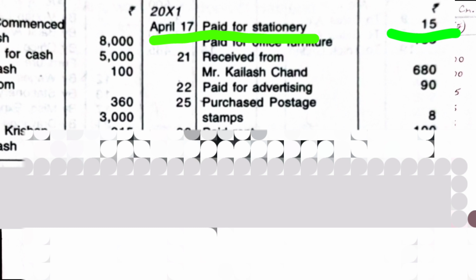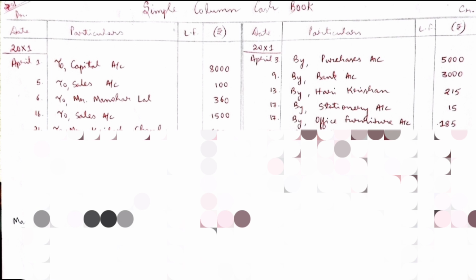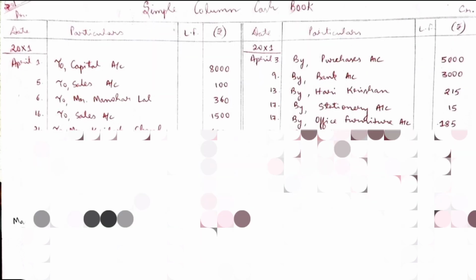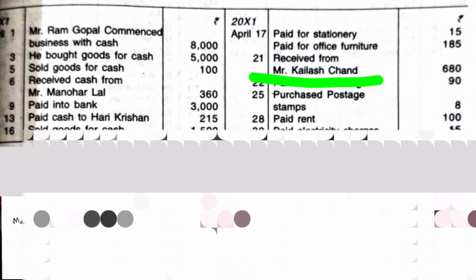So where will we be recording, debit or credit? We will be recording on the credit side. So we will be writing the date April 17, by stationery account, and the amount is 15 rupees. On the same date, what happens? Paid for office furniture, which is 185. So we are going to write on the credit side, because again money is going out. So by office furniture, which is rupees 185. Clear?